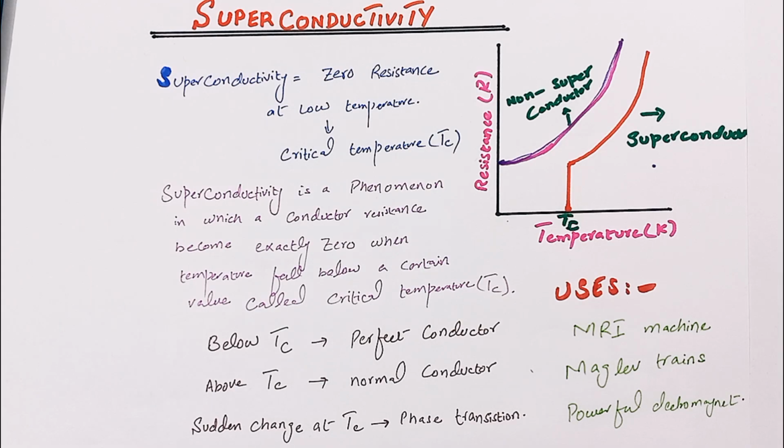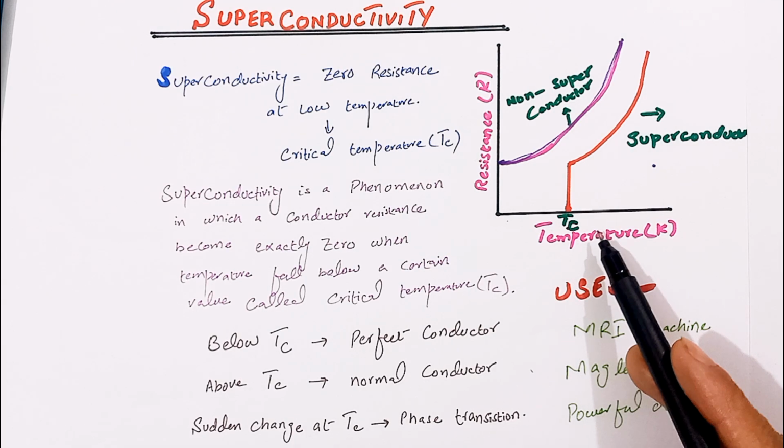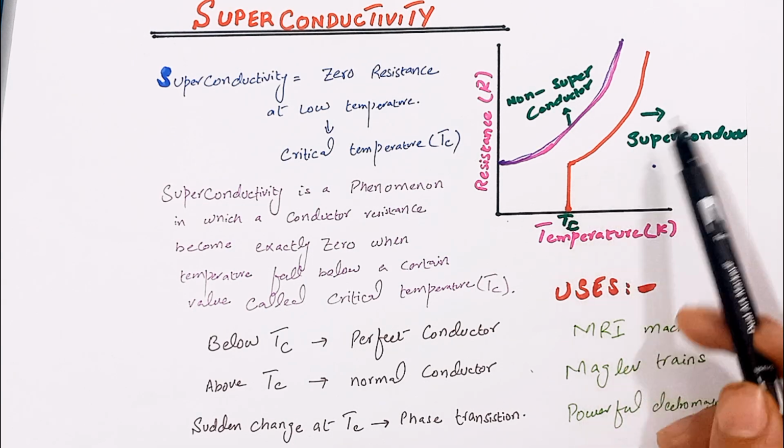So we know today that the superconductor is a material where the resistance becomes zero below the critical temperature, and it behaves like a normal conductor above the critical temperature.